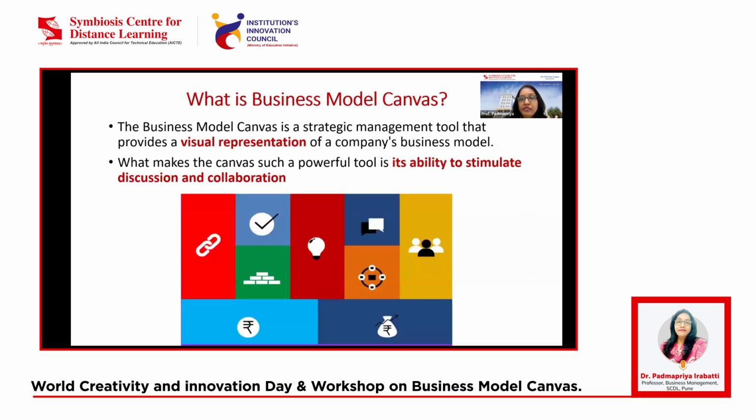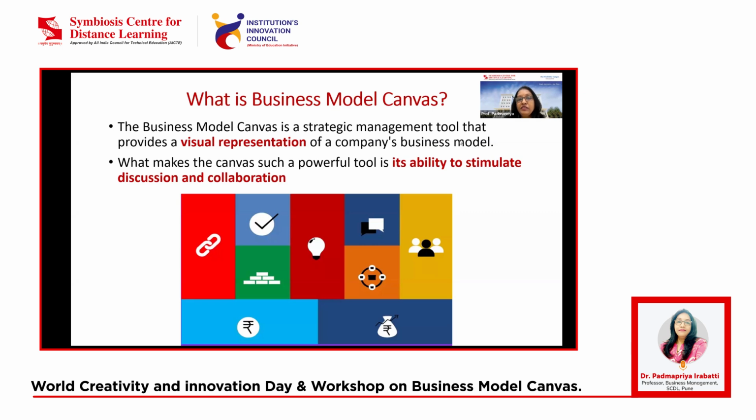So here, what is business model canvas? It is a strategic management tool that provides a visual representation of the company's business model. Now you can see here how the business model canvas looks. You can see there are 9 elements or 9 components which are very important for any organization.